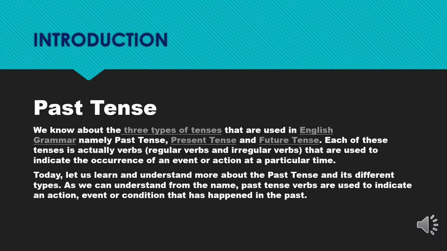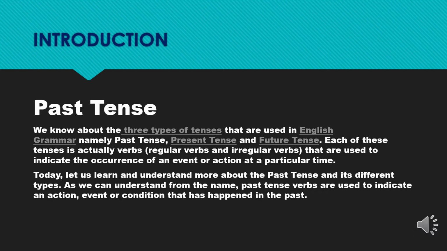We know about the three types of tenses that are used in English grammar, namely past tense, present tense and future tense. Each of these tenses is actually a verb form that is used to indicate the occurrence of an event or action at a particular time. Today, let us learn and understand more about the past tense and its different types.